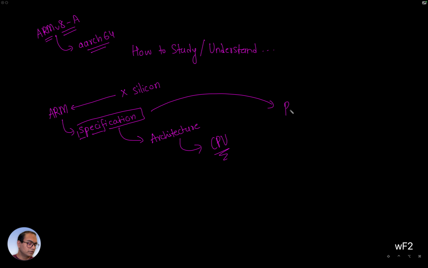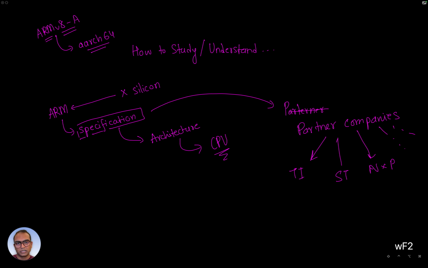And then there are other partner companies, and these can be like Texas Instruments, ST Microelectronics, NXP, and so on and so forth. These are the companies which take the specification, and based on this specification, they create a silicon chip, get it manufactured from the foundries, like TSMC, Samsung, and so on and so forth. And then these are the ones that sell the chips in the market.